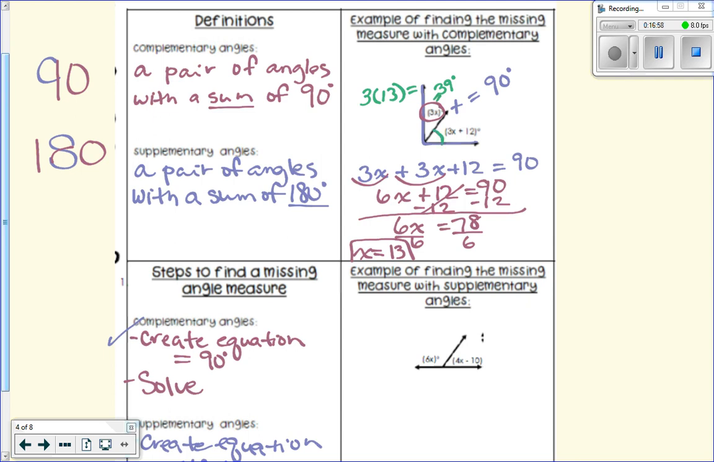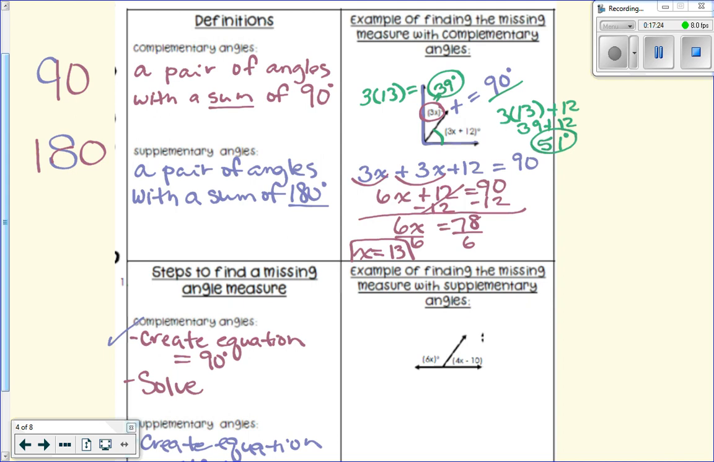How can we find this angle measure? Substitute in our x value, which is 13. So this gives us 39 plus 12 is 51 degrees. Is that right? Yeah. So if we add 51 and 39, we should get 90 degrees. That's a good check.